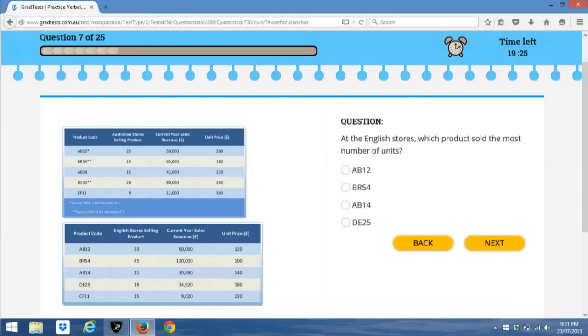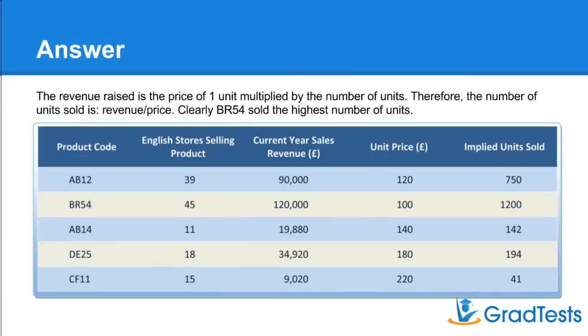Okay. Flying on to the next question. At the English stores, which product sold the most number of units? If it's the English stores, we're looking at the second table. You'll see the table doesn't directly give you the number of units sold. What it does give you, though, is the sales revenue and the unit price. So you should be able to back out the number of units sold from those two pieces of information.